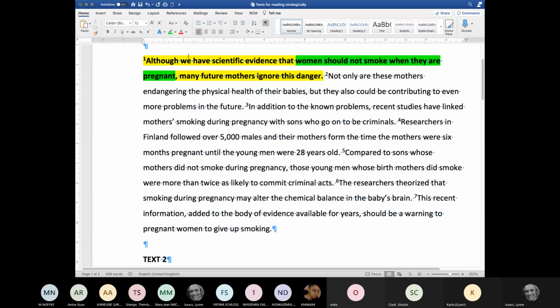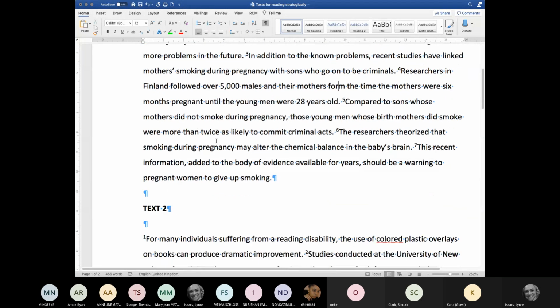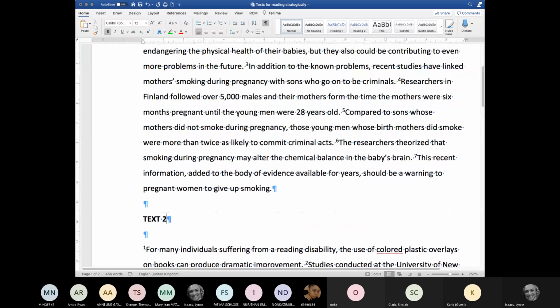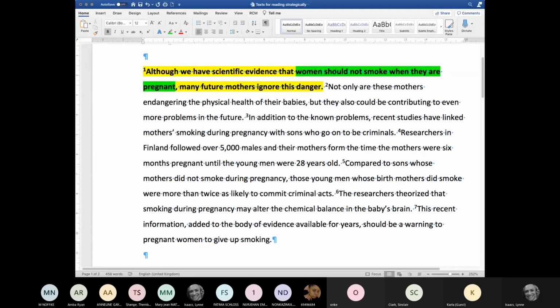Okay. So even though we've got all of these other words in this topic sentence, the main idea of the sentence is that women should not smoke when they are pregnant. Okay, that's the main idea. And everything that comes after that gives us evidence as to why women should not smoke when they are pregnant. All right. So, Setu, I'm hoping that that's going to help you. Okay. In the same way, we can do the same with text number 2. Okay. But I'm very conscious of time. So let's just stay with this one for now.